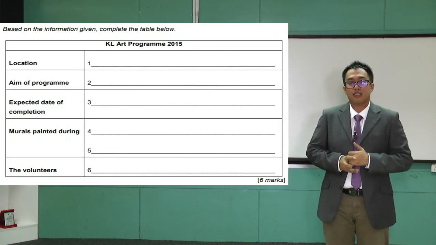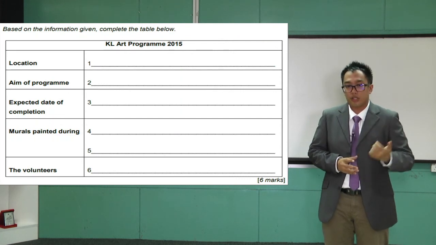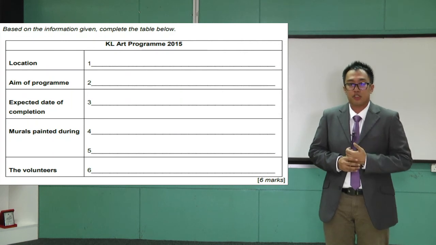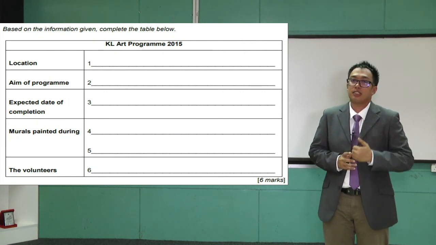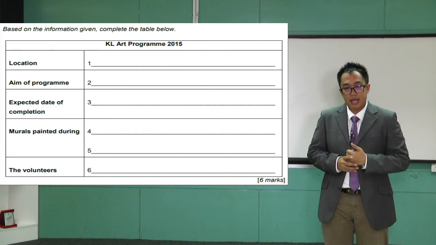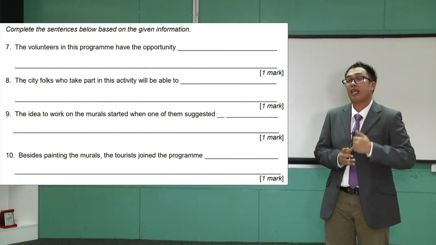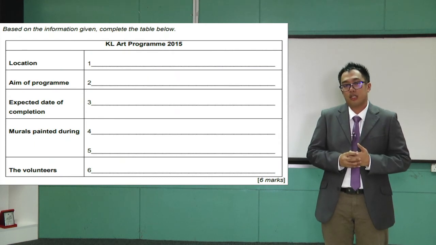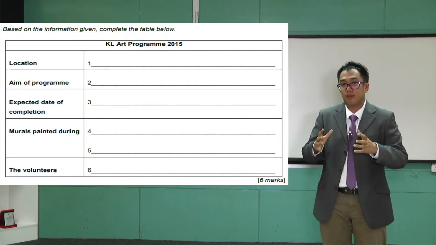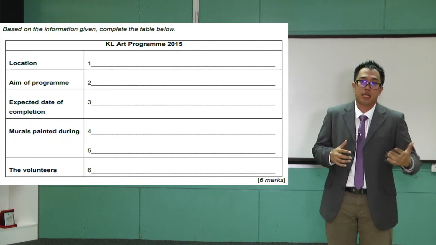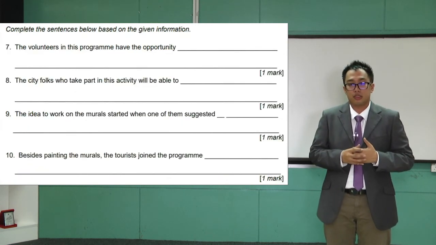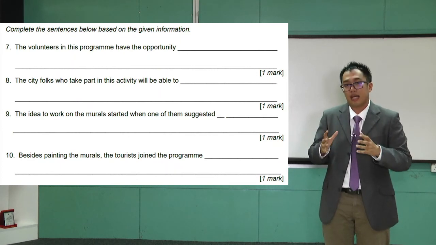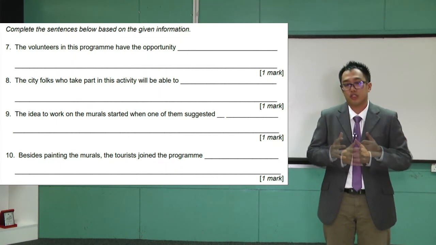This one, they ask you several questions about location, aim of program, expected date, murals painted during the volunteers. This question will give you clue where to find. I'll give you another example, is location. Let's say you have to put the location. Do not put more than the name of the place itself. Sometimes they ask you about the place, they ask you about the time, the date, or the name of a place. Please write as it is. Do not write more than you should.